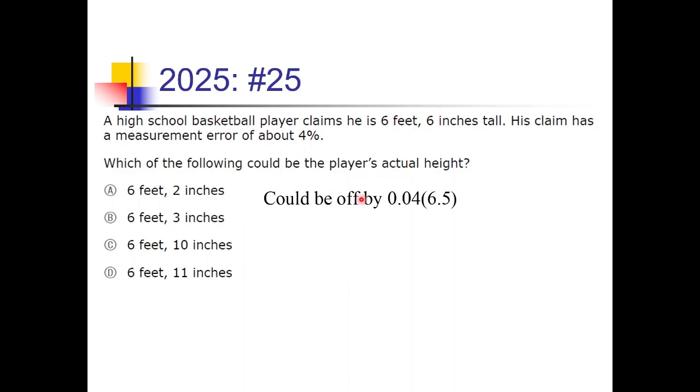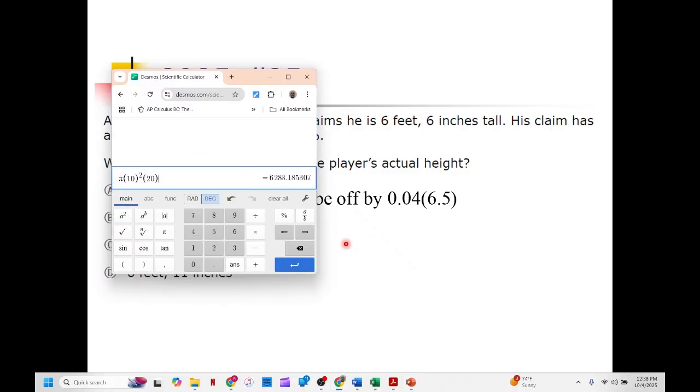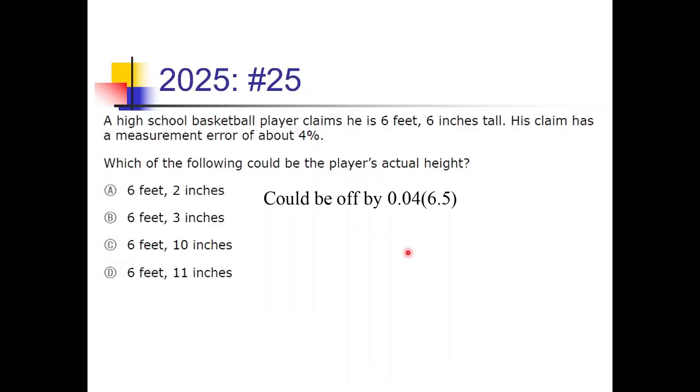So we could be off by 0.04, that's 4%, times 6.5. And let me get out my calculator for that. So we've got 0.04 times 6.5, that's 6'6". So that's 0.26. So we could be off by a measure of 0.26 feet. Okay, so I need to add 0.26 feet and subtract it from the original here to get my range of values. Now, what is 0.26 in terms of feet and inches?